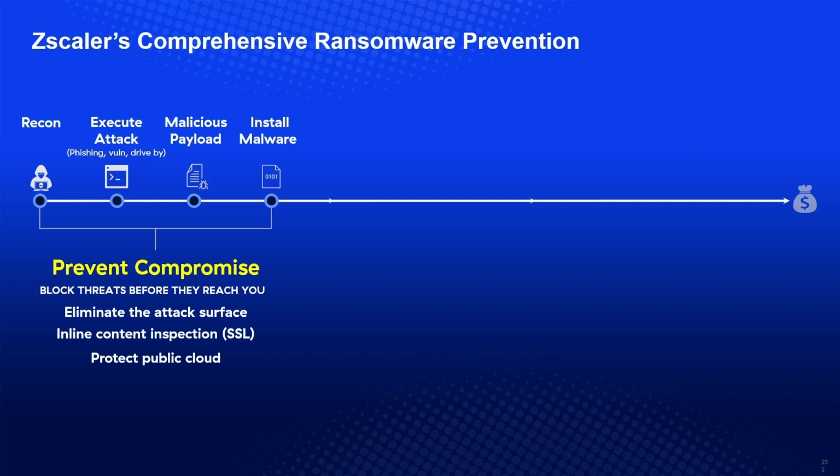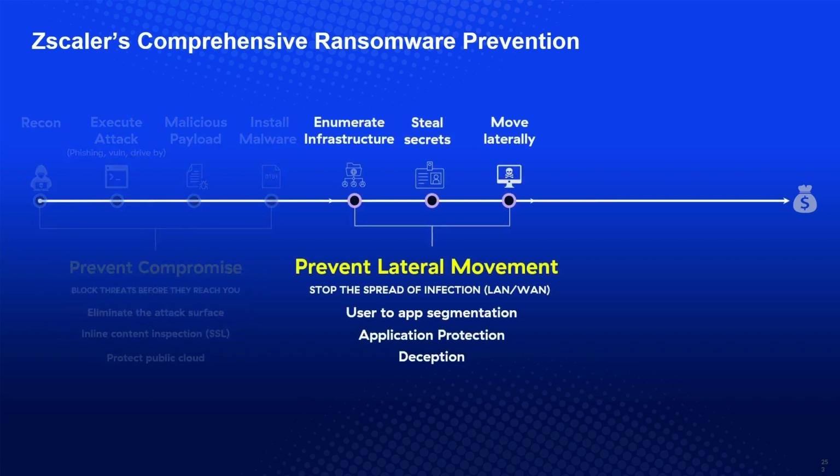This is where Zscaler helps you hide that attack surface. With full inline TLS inspection, you're able to prevent that initial payload from getting in. They will move laterally as part of the next stage. This is where Zscaler's user-to-app segmentation, app protection, and deception technologies allow you to reduce that blast radius to the user that actually made the mistake.